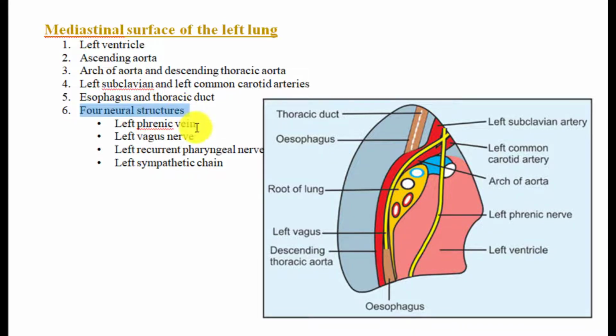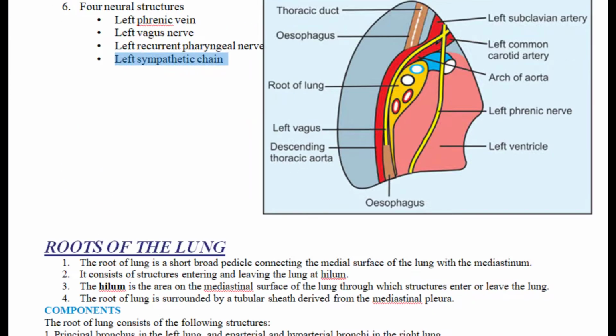These are the left phrenic nerve. This is the left phrenic nerve. Then there is the left vagus nerve. This is the left vagus nerve. Then there is the left recurrent laryngeal nerve and the left sympathetic chain. So these were the structures which are in relation to the mediastinal surface of the left lung.